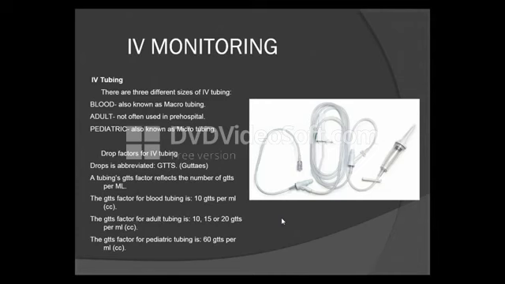Each tubing has a different drop factor. The tubing drop factor reflects the number of drops per ml or cc. The drop factor for blood tubing is 10 drops per cc. Adult tubing will be either 10, 15, or 20 drops per ml or cc. And pediatric tubing is 60 drops per cc.